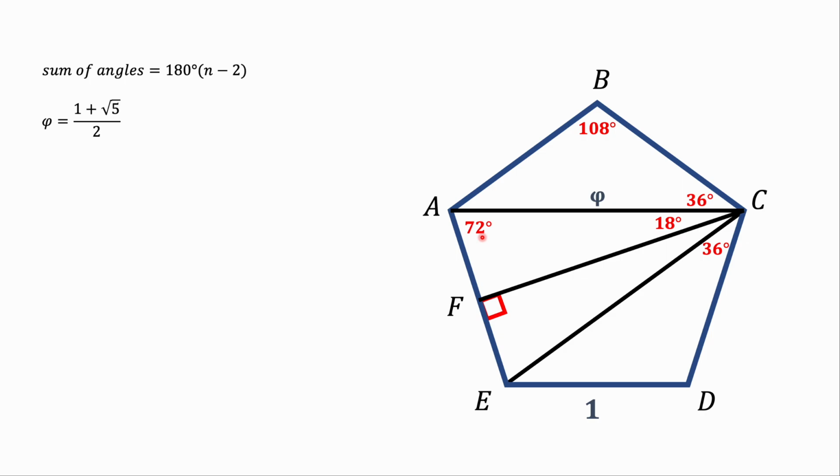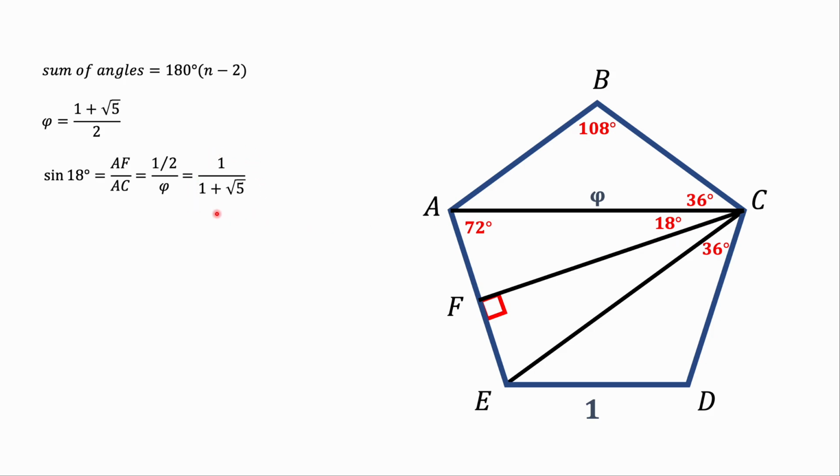But now we have triangle AFC, which is a right triangle. We know two sides. We know AC, which is phi, the golden ratio. We also know AF, which is half. And from that we can calculate the sine of 18 degrees. Sine is the ratio of the opposite leg to the hypotenuse. And that gives us this answer.